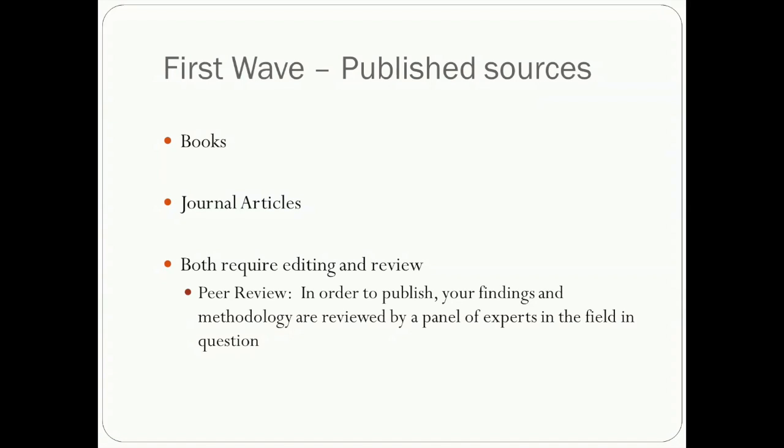Your first choice for a reliable source should be published sources. These include books and journal articles. These are considered the most reliable because they require editing and review before they're released to the public. In particular, with journal articles, peer review is the process where, in order to publish, your findings and methodology are reviewed by a panel of experts in the field in question.